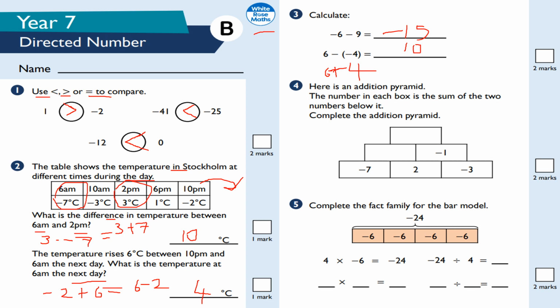Question number 4. Here is an addition pyramid. The number in each box is the sum of the two numbers below it. Complete the addition pyramid. So minus 2 plus minus 3 is going to be minus 5. 2 plus minus 3 is minus 1. Sorry, minus 5 plus minus 1 goes to minus 6. Oh, it should be minus 6 there. I apologize for that, guys.